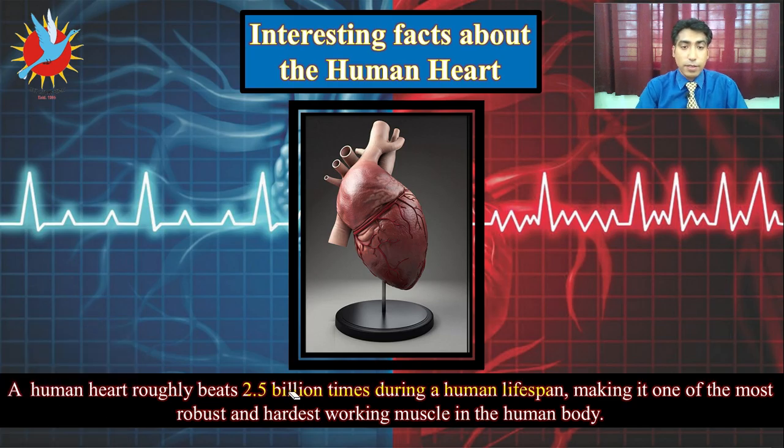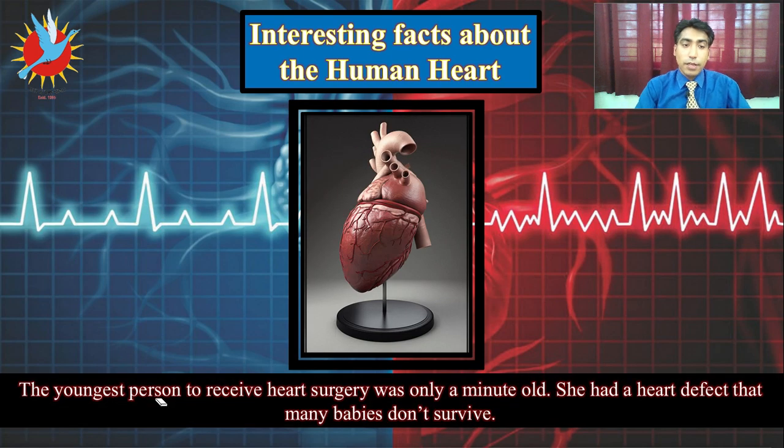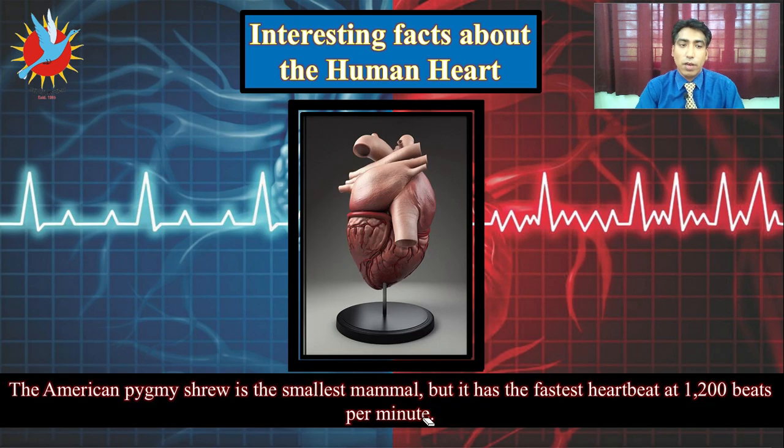We will discuss the next interesting fact, which is that the youngest person to receive heart surgery was only a minute-old baby. She had a heart defect that many babies don't survive. So this was our third interesting fact. We will move on to the next interesting fact about the heart. The American pygmy shrew is the smallest mammal, but it has the fastest heartbeat, which is 1200 beats per minute.